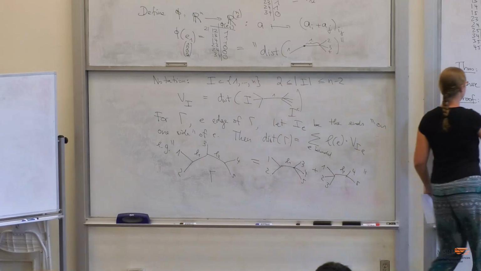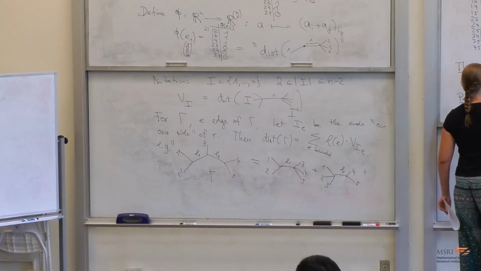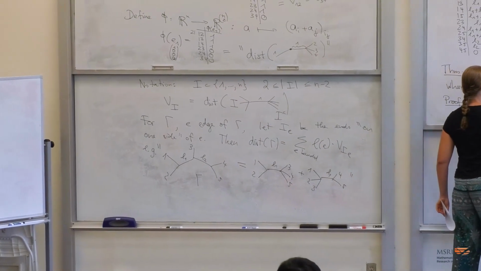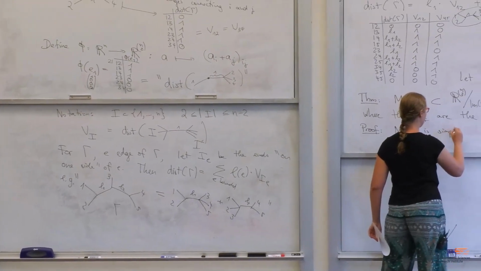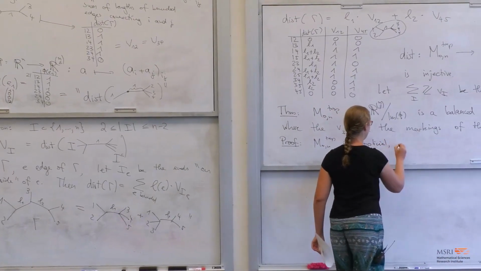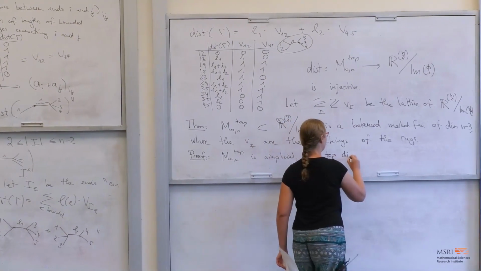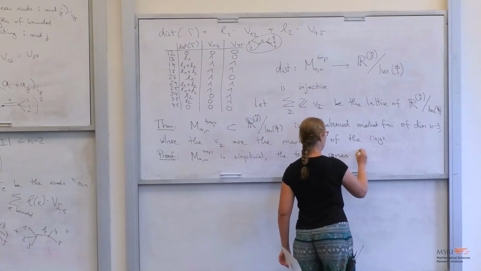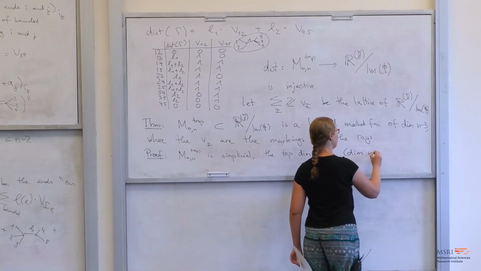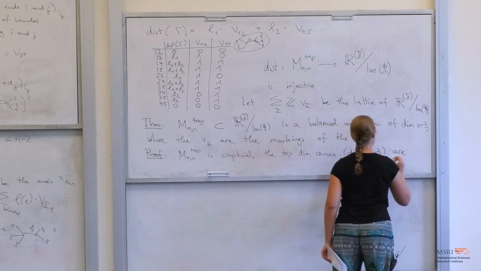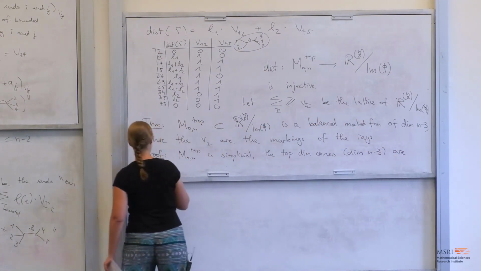So let me just write this down. M0n trop is simplicial, so that the notion of a marked fan makes sense at all. And the top-dimensional cones, of dimension n-3, are spanned by n-3 rays.